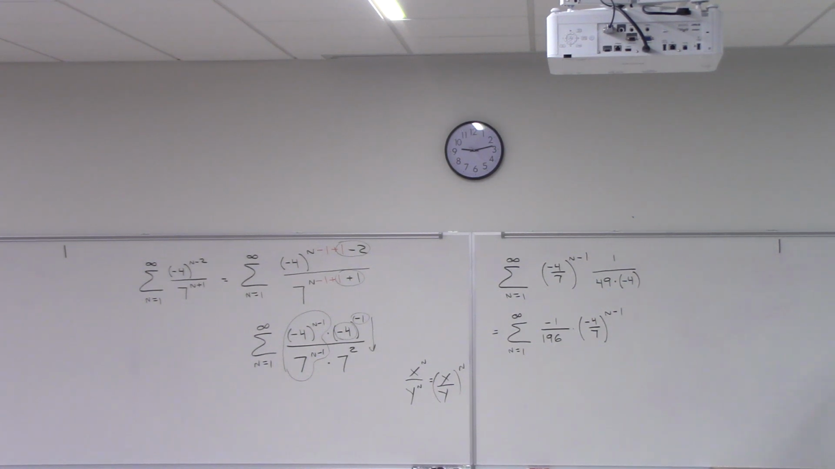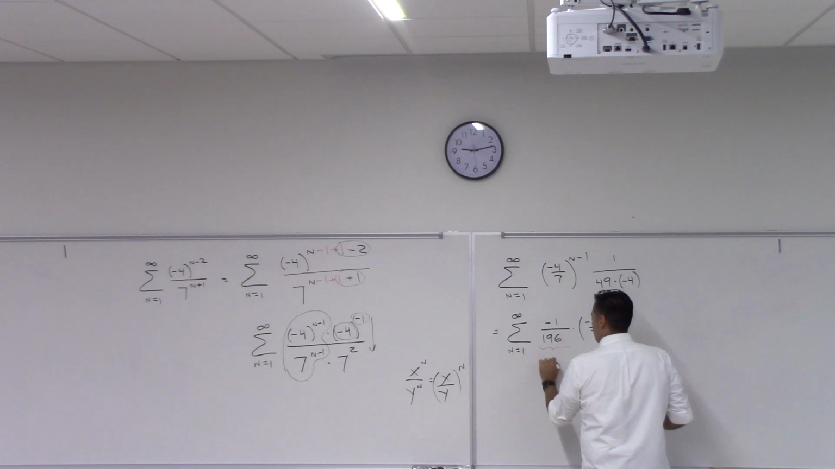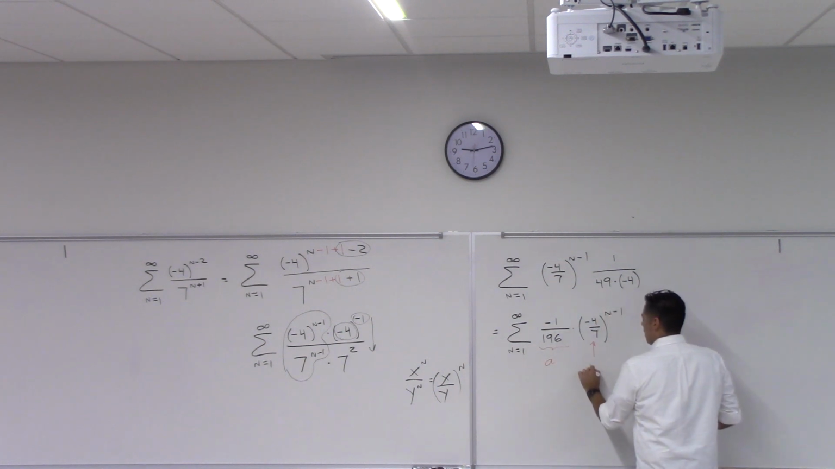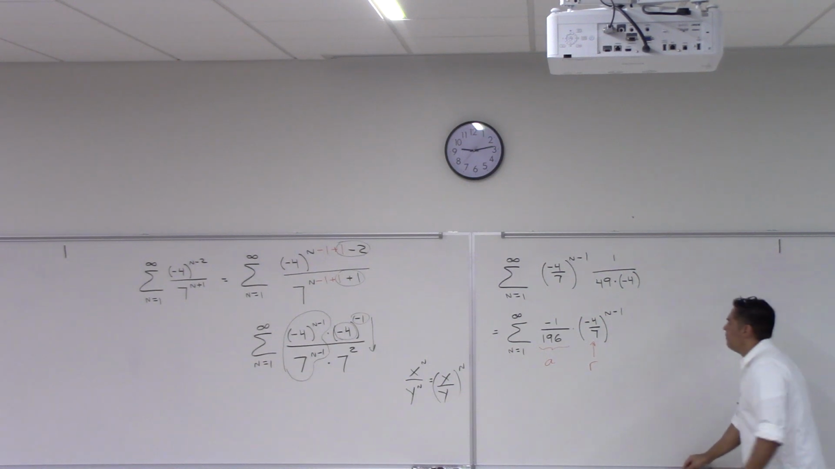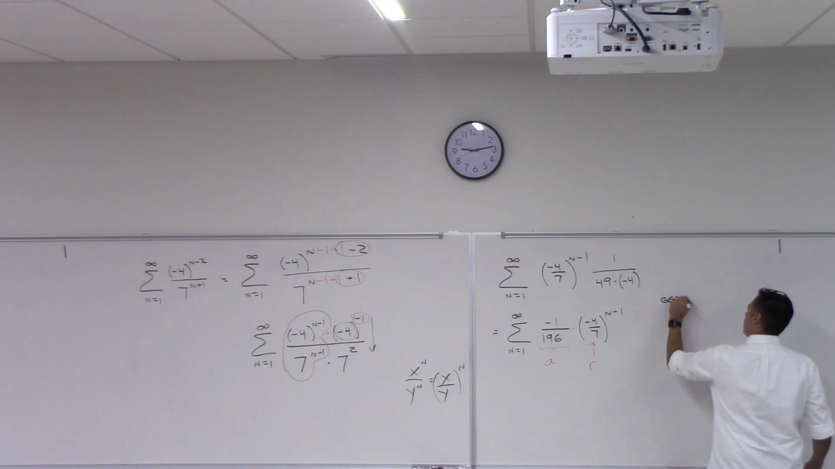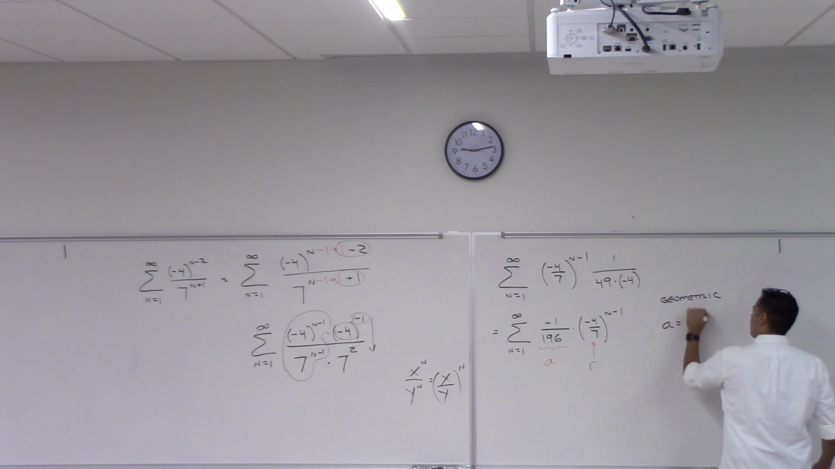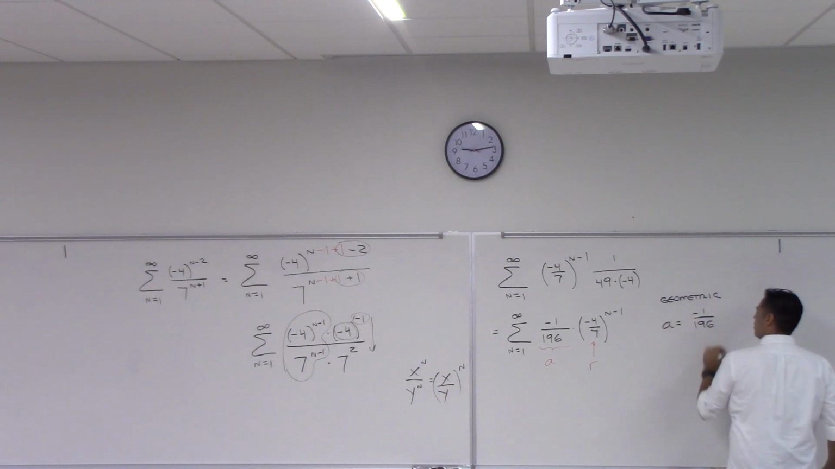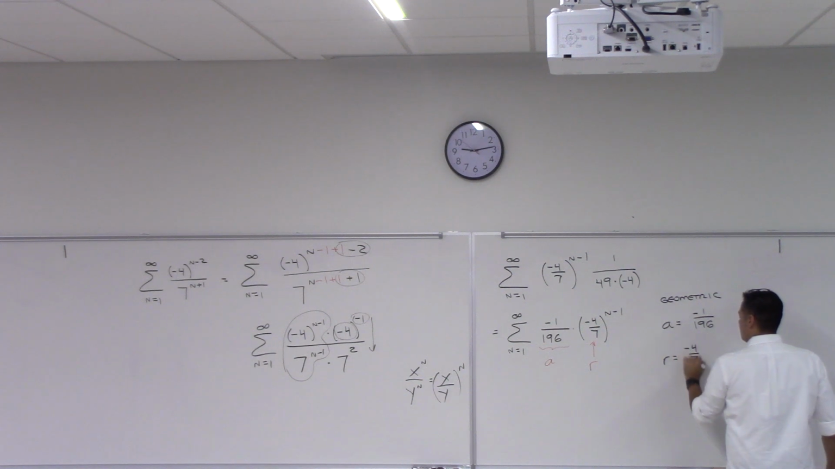Okay, I'm there. Because now I can clearly see this is my A, right? And then that right there is my R. And I'm raised to the n-1. This is a geometric series. So this is geometric. A is -1 over 196. And then R is -4 over 7.